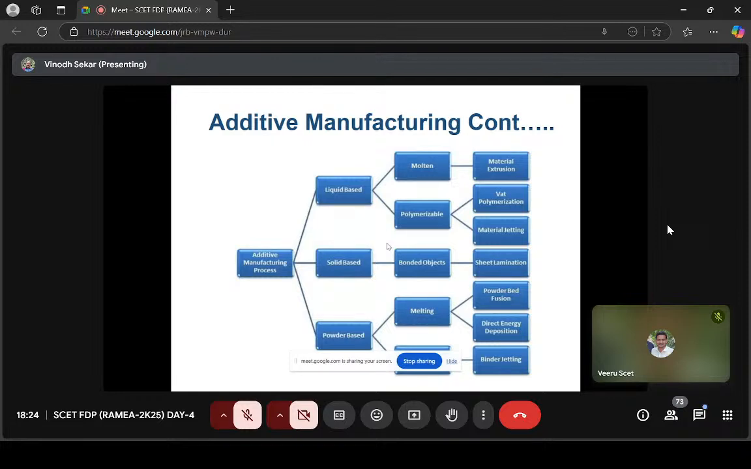And now we are moving further towards four-dimensional additive manufacturing, wherein we try to utilize smart materials, shape memory materials, and shape memory alloys, and accordingly we make the components, and the components on their own get assembled. So there is no need for manual assembly. The components help in configuring the assembly over a period of time, and time is the fourth parameter.